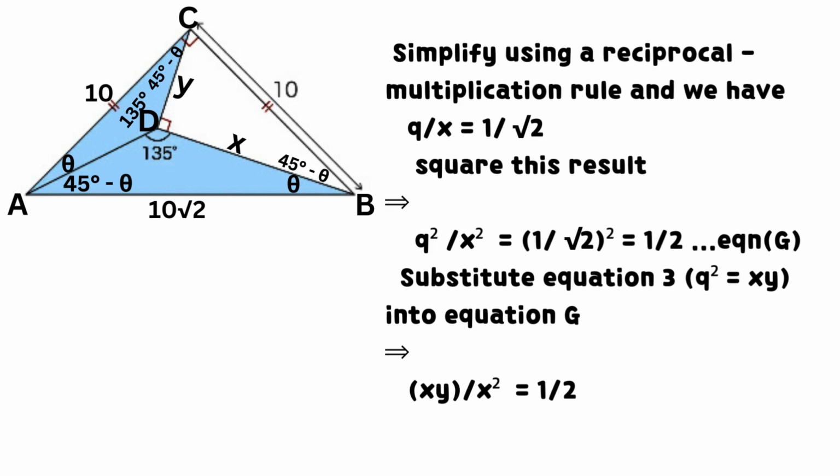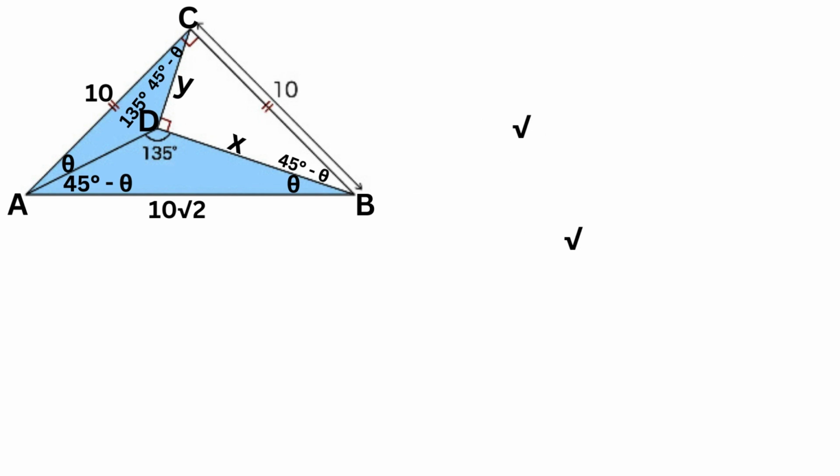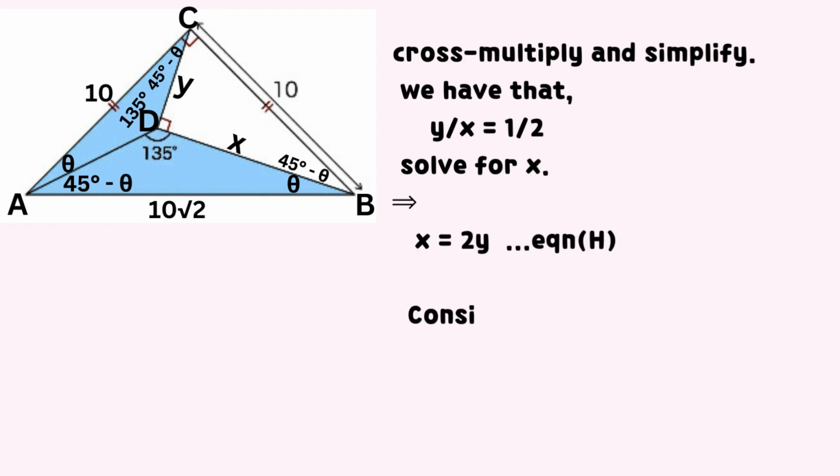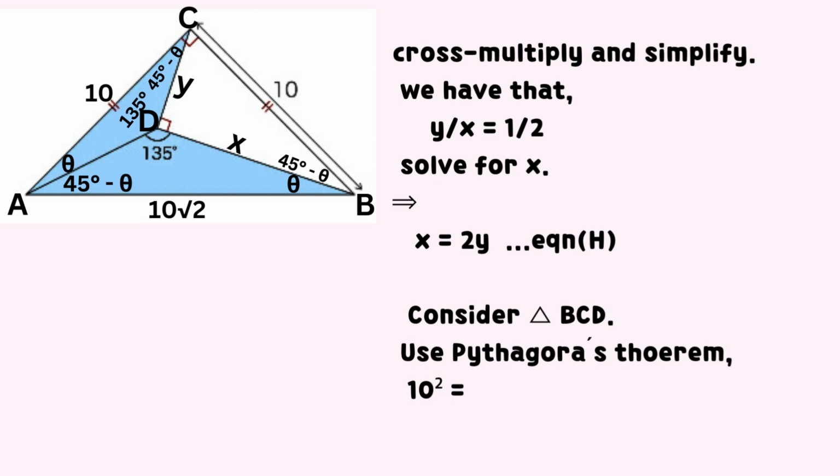Substitute equation 3 into equation G. It implies that the product of x and y, all divided by the square of x, equals a half. Cross multiply and simplify. We have that y divided by x equals a half. Solve for x. It follows that x equals 2 times y. We call it equation H.